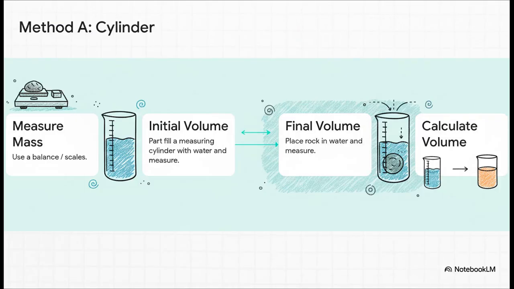So here's the first method they'll accept, and it's probably the most direct way to do it. You start simple. Measure the mass on a balance. Next, you find the volume. You do this by putting some water in a measuring cylinder, writing down that initial volume, carefully sliding the rock in, and then measuring the new final volume. The difference between those 2 numbers, that's your rock's volume. Simple, logical, and gets you the marks.